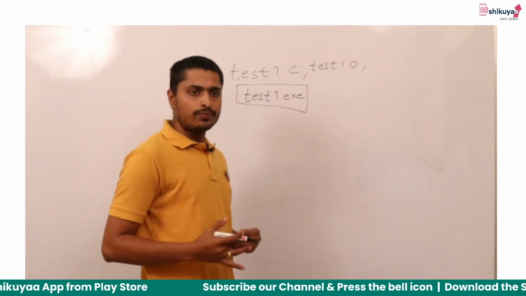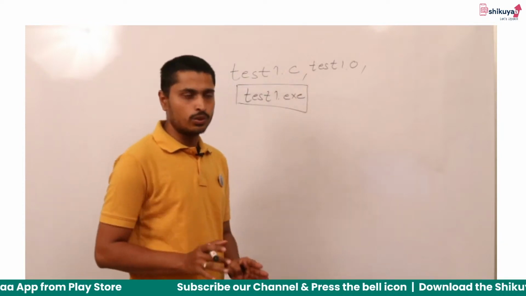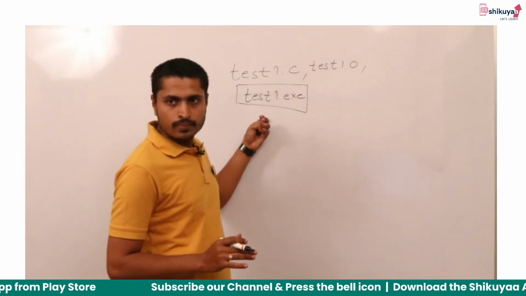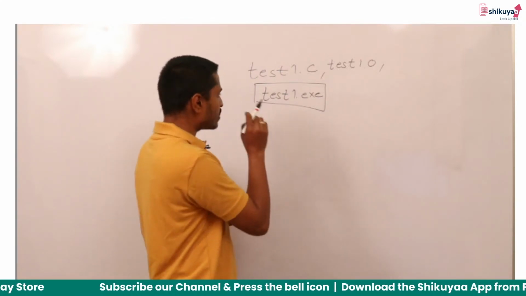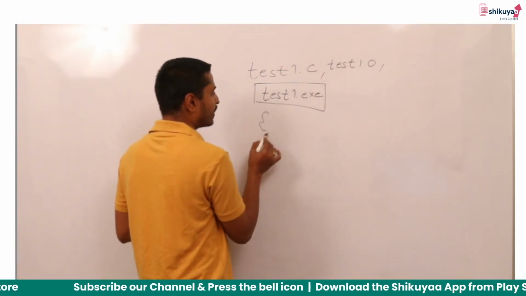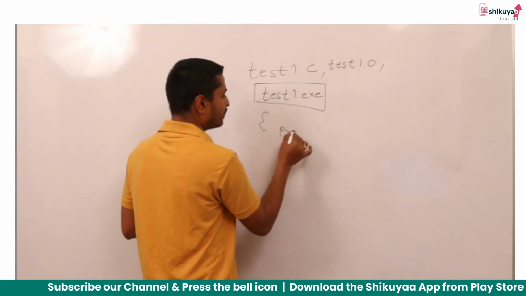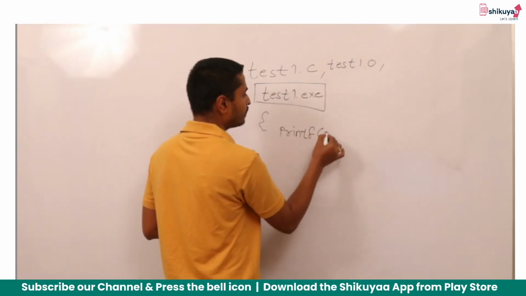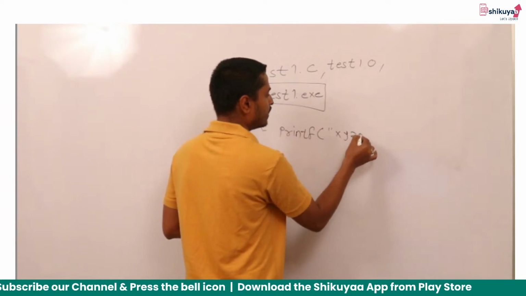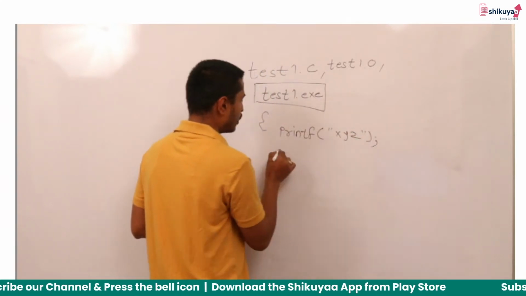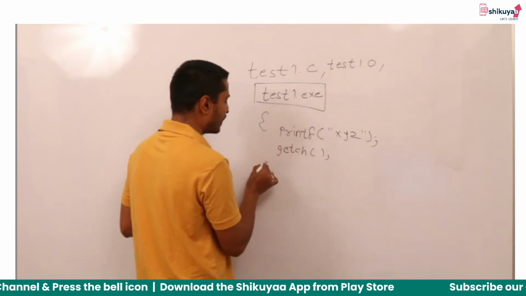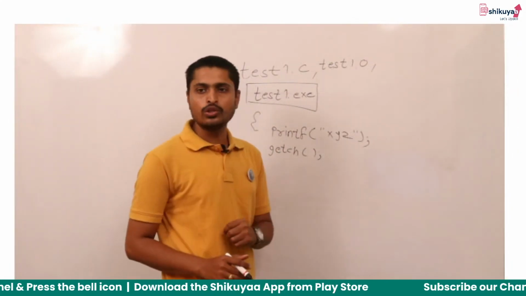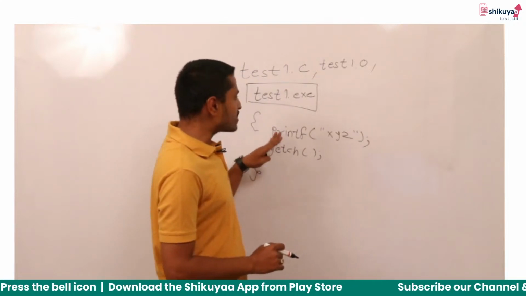So even if you don't have any IDE with you, if you double click this test1.exe, you can run your program. Just a small change you have to make in the program: after that printf xyz, there will be getch. So until one character is entered, the output will remain on your screen. So this is the second method.